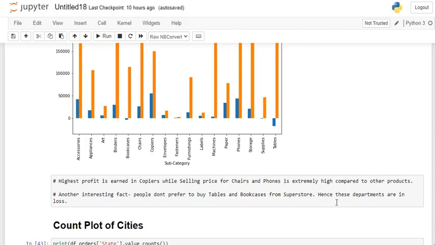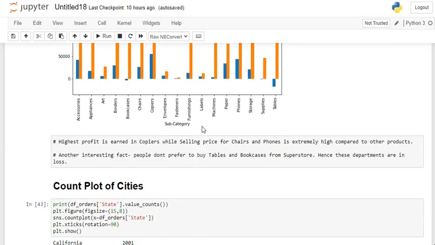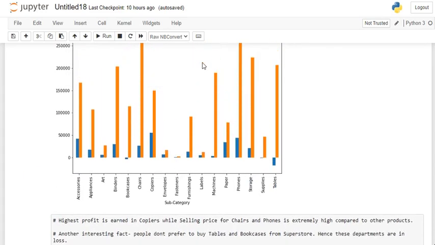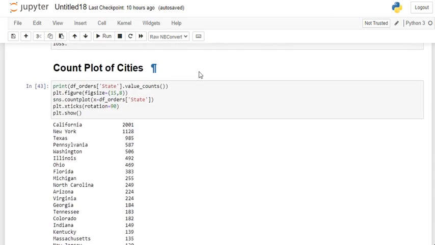So these two departments are under loss. So this kind of insight we have to derive from the data set. This is the observation which is derived from this plot. Count of cities, count plot of cities.